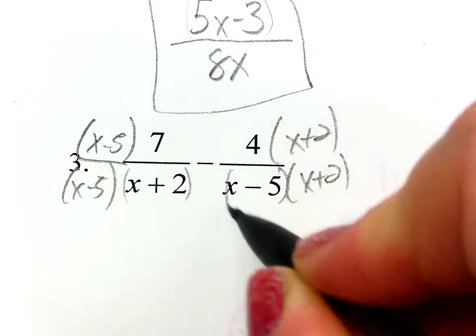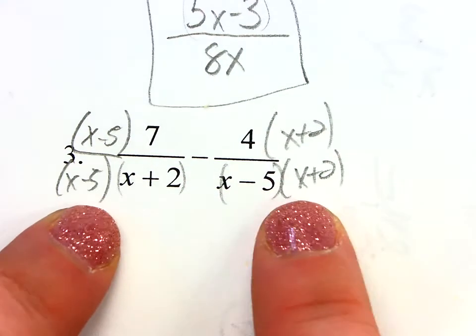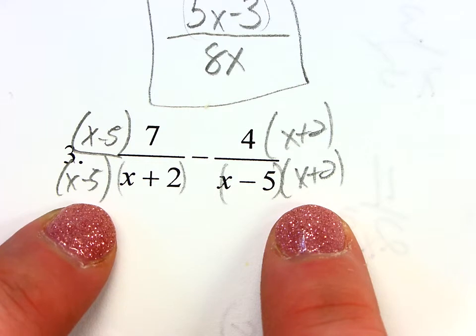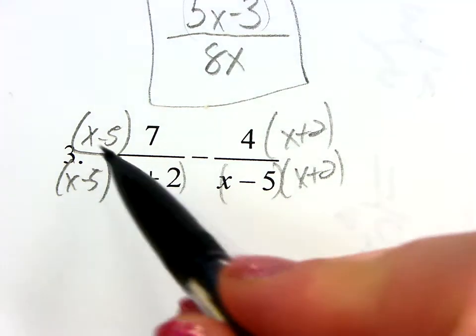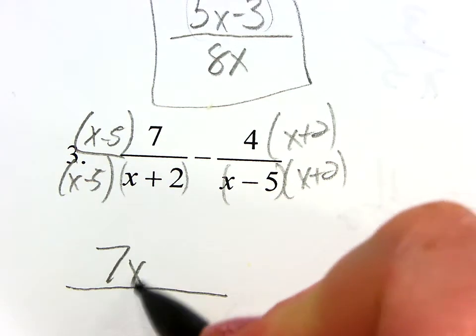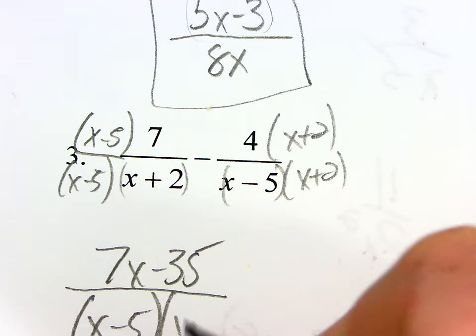Now, don't they have the same denominators? They both have an x minus 5 and they both have an x plus 2. Now they're going to be the same, okay? So step 1, there was nothing for me to factor. Step 2, that's how I'm going to get the common denominators. Now, please watch in step 3, because this is a little bit trickier. This first numerator, I got to distribute the 7. So that's 7x minus 35 over the x minus 5, x plus 2.